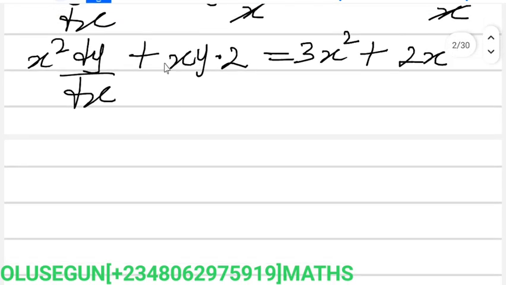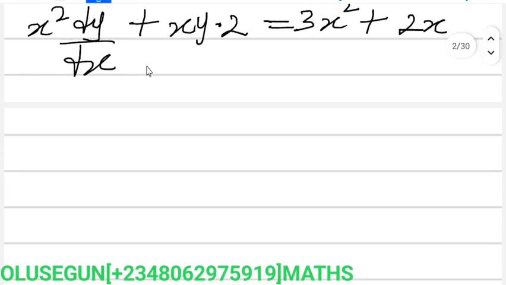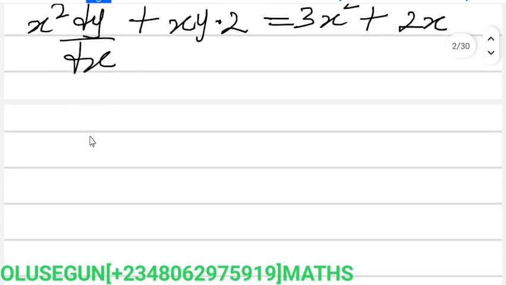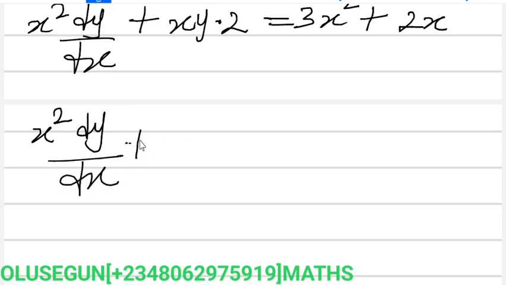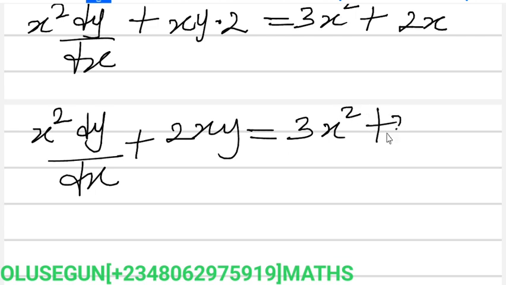Let's try to do it well. So here, good. We have x squared dy/dx plus 2xy is equal to 3x squared plus 2x.